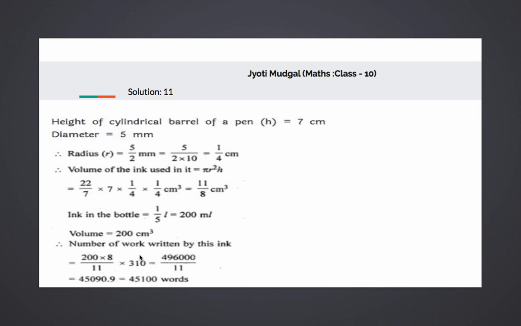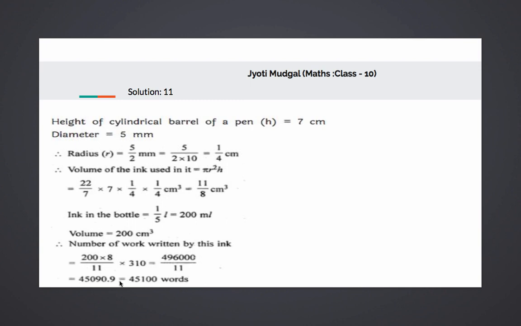Because in the question, I am reading it out again for you: a full barrel of ink can write how many words? 310. So for 200 total ink, 200 divided by the volume of one barrel, 11 upon 8, which goes in the numerator. Clear? And why 310? Because for one barrel of ink, I can write 310 words. So on dividing approximately, I will get this value.